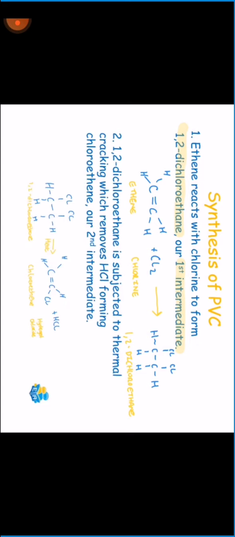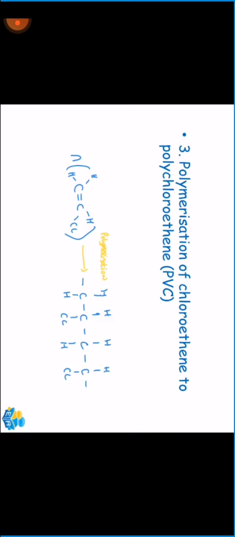So step 2 is where the 1,2-dichloroethane is subjected to a process called thermal cracking. And thermal cracking removes hydrogen chloride from this molecule, forming chloroethene, which is our second intermediate, as we can see here. The final step of our organic synthesis of PVC is the polymerization of our chloroethene.